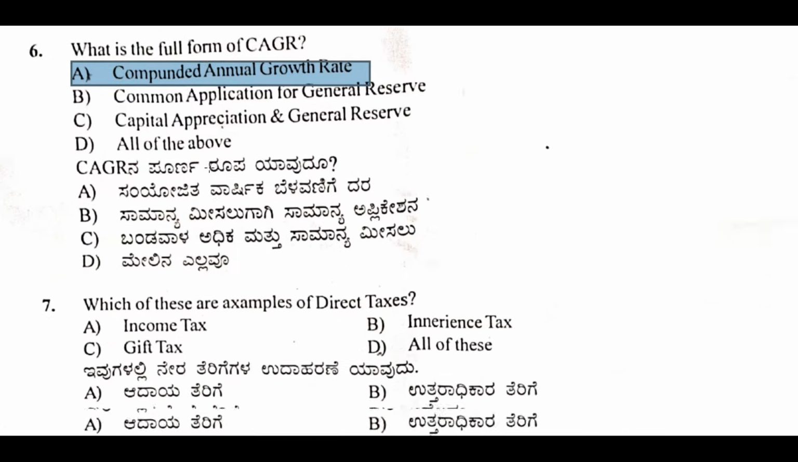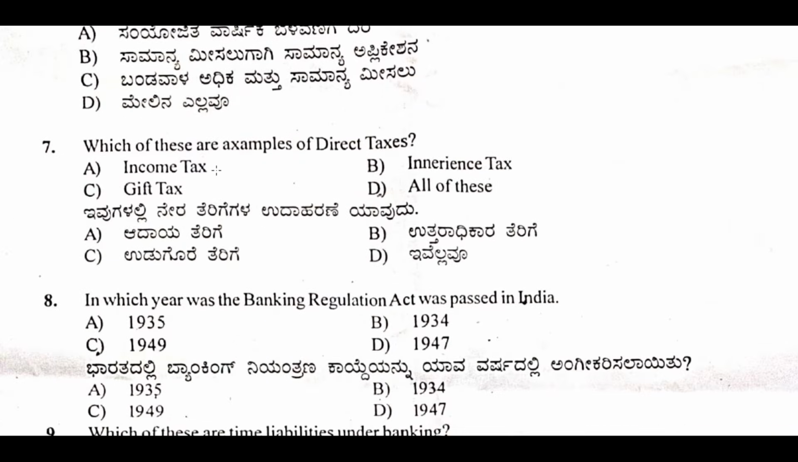Question number 7. Which of these are examples of direct taxes? So we need to find which one is the example of direct tax. Is it option A, income tax, or is it option B, inheritance tax? Is it option C, gift tax, or is it D, all of these? So income tax, inheritance tax, gift tax, or all of these?